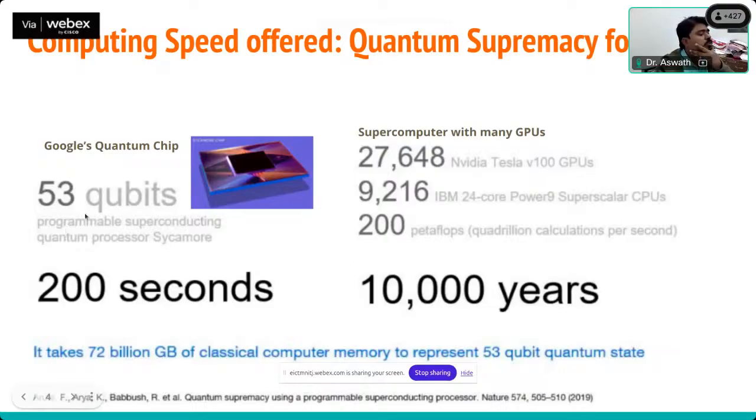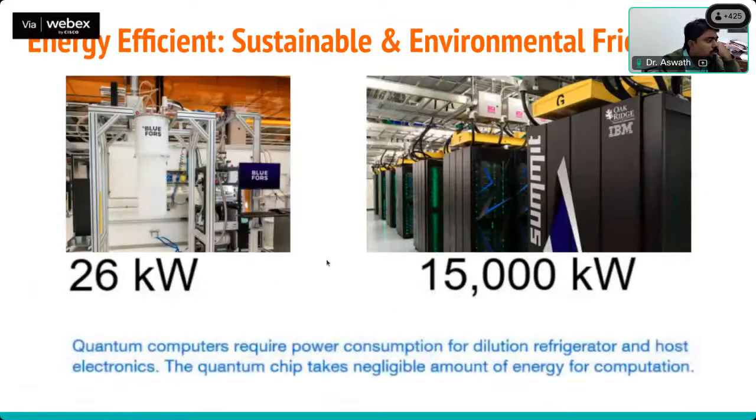Google, in 2019, showed something called quantum supremacy with a 53 qubit chip. They showed that there is a task which requires about 10,000 years to execute on a powerful supercomputer, and the same thing they did in 200 seconds. That is their claim. Now, let's go to the next, energy efficiency.